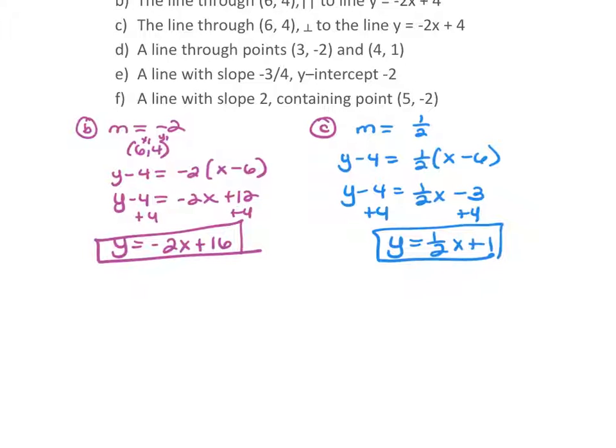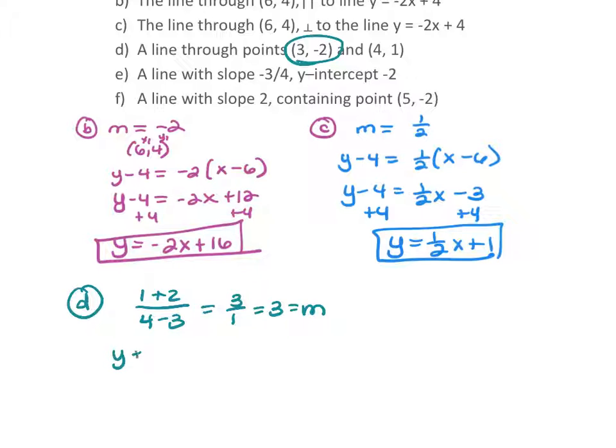D, through points (3, negative 2) and (4, 1). So what do I have to do first? Find the slope. 1 minus a negative 2 becomes plus 2, over 4 minus 3. I get 3 over 1, which is 3. That's the slope. Does it matter which point I pick? No. So I'm just going to grab the first one. If you hate negatives, pick the other one. It doesn't matter. So y minus a negative 2 becomes plus 2, equals 3 times x minus 3. y plus 2 equals 3x minus 9. y equals 3x minus 11.